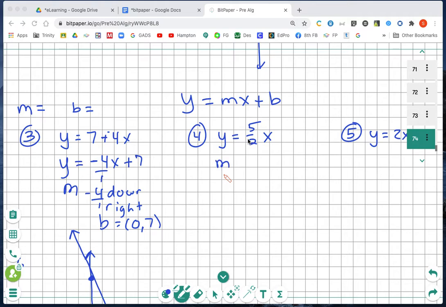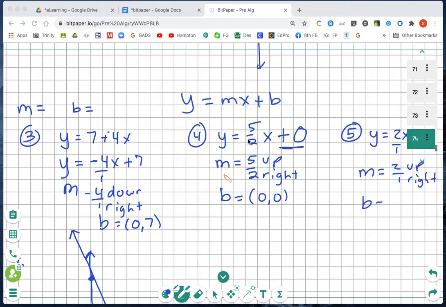The next one, our m, is going to be 5 over 2, up 5 to the right 2. And our b, because we don't see it, we're going to have to add the plus 0. So our b is going to be the origin, which is 0, 0. Our slope here is 2 over 1, up 2 to the right 1. And our b is 0, negative 5, because we add a line in, change the sign.